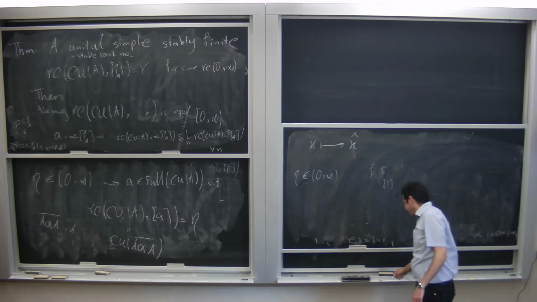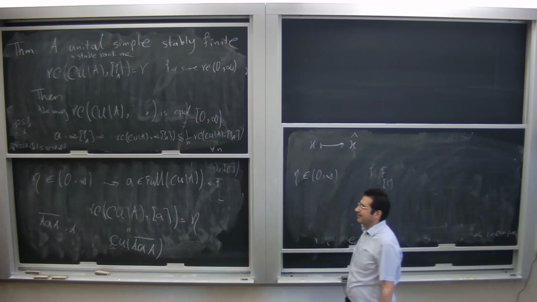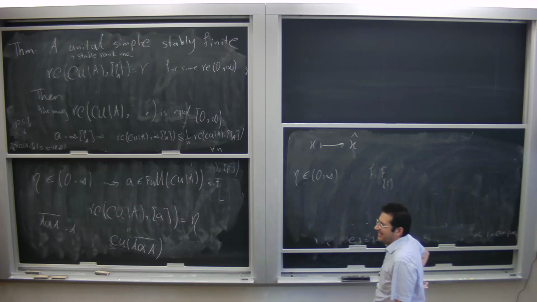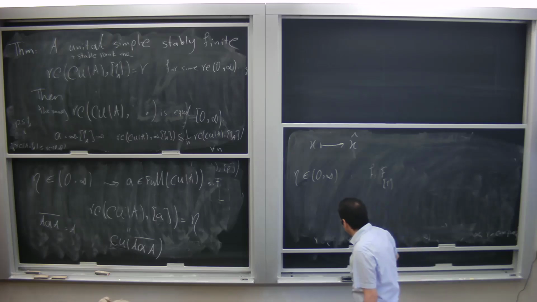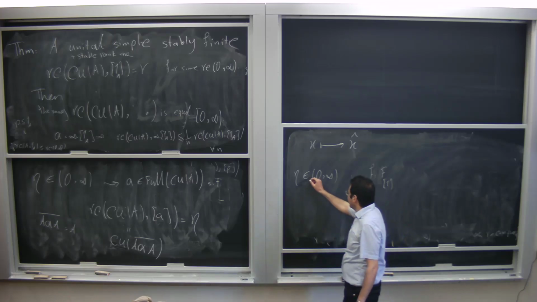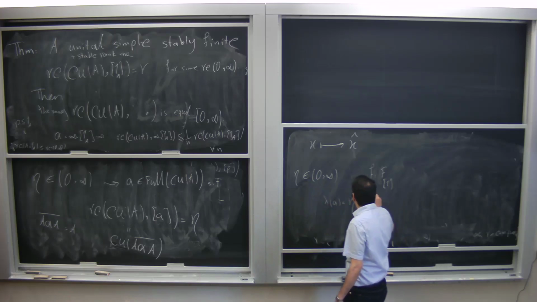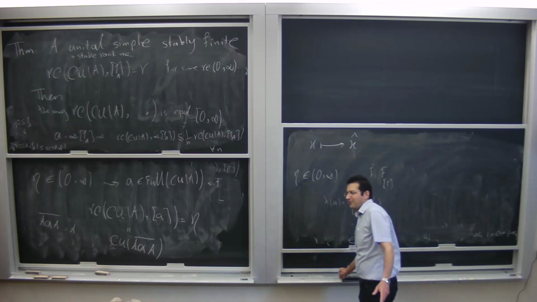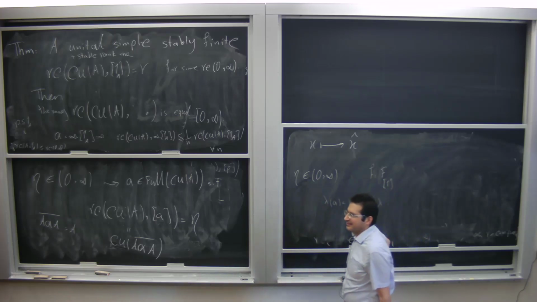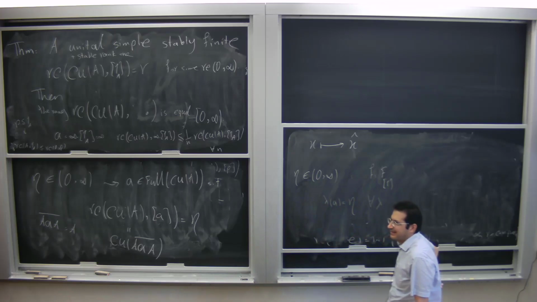Can you do it without stable rank? If the answer is stable rank one, it becomes kind of easy, no? It's not clear. At the end of the day, I want to find a full element a such that lambda of a is equal to eta for all lambda. I don't know whether in general I can do it or not, but that's an interesting question.